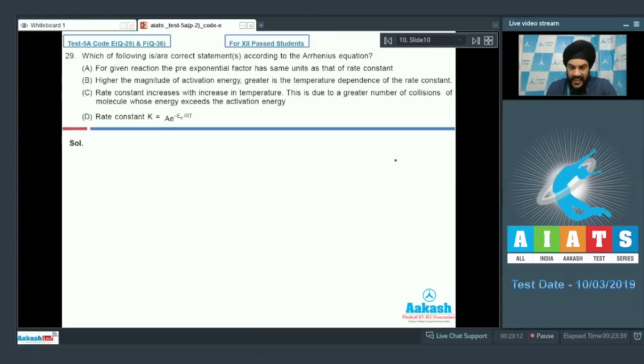This section contains 8 questions. Each question has 4 options, out of which one or more than one option may be correct. So let's start with question number 29. Which of the following are correct statements according to the Arrhenius equation?